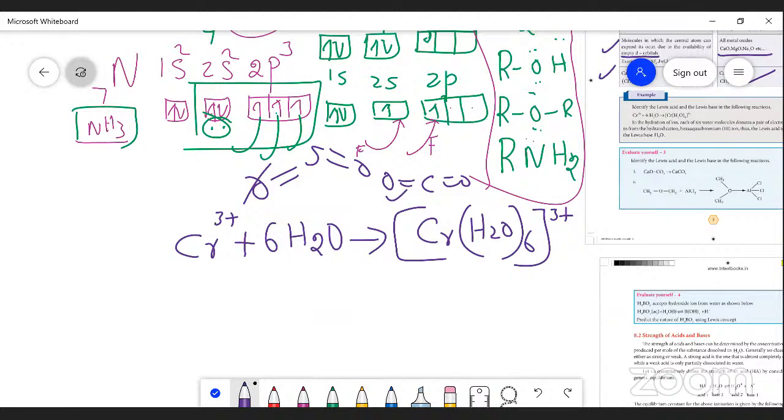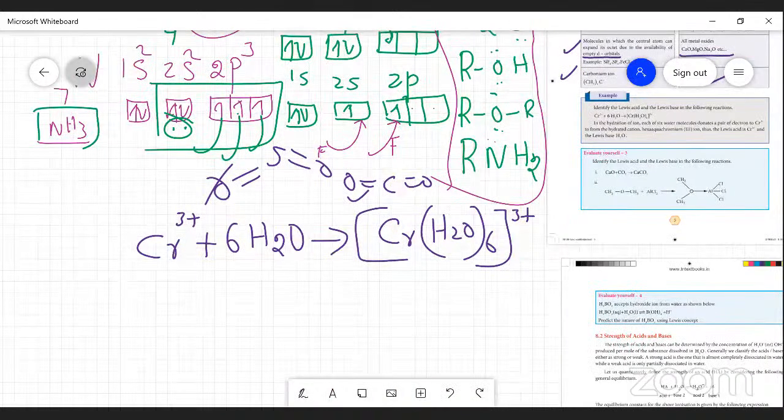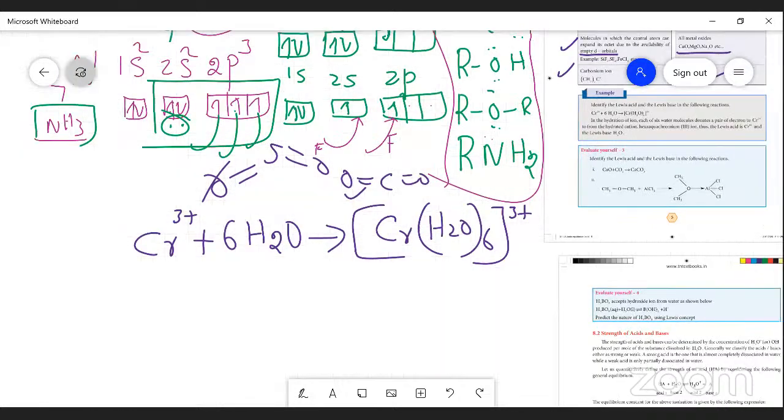That is, chromium 3 plus is a Lewis acid, because chromium 3 plus is accepting the pair of electrons from water. The one who accepts the electron is called a Lewis acid. What is a Lewis base? For example, if you take the elaborated form in a way like this.